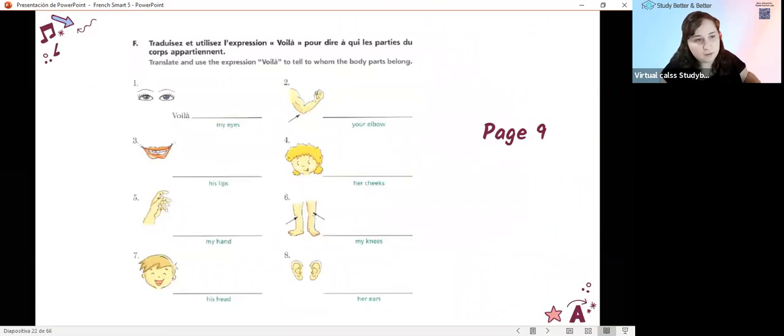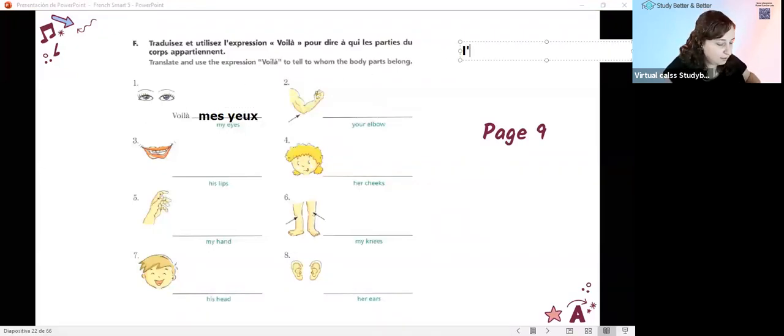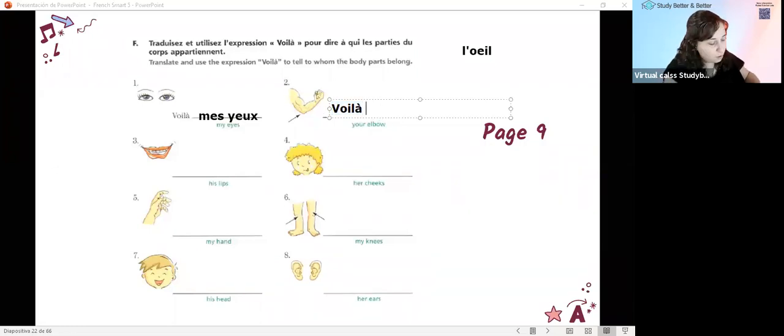Here, you're probably also doing it, so practice on your own, please. Voilà. If I want to say my eyes, I'm going to say voilà mes yeux. Remember that mes yeux is the plural. We say l'œil for only one eye. Mes yeux is very important, it's both eyes, it's plural. For the second one, we're going to have voilà. And how do we say your elbow? It's going to be ton coude.